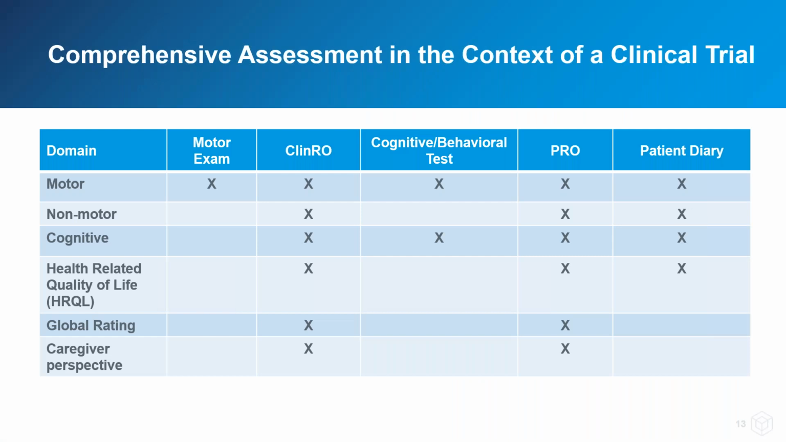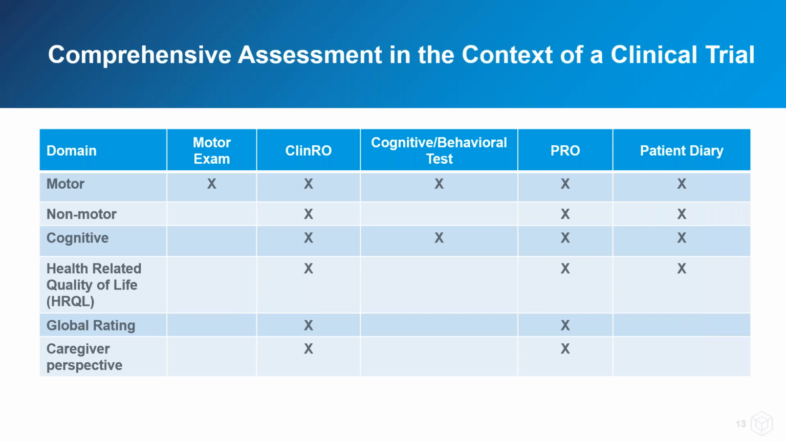Now, for each domain or construct to be measured, there can be multiple assessment methods, and the columns list different methods. I'm sure our audience is quite familiar with them, but the important point is that you want to think through this and decide, for each of the domains, each of the constructs you're measuring, what's the most appropriate method, and how can it be best gathered. There are, of course, motor examinations like Part 3 of the MDS-UPDRS and similar motor examinations for other indications.